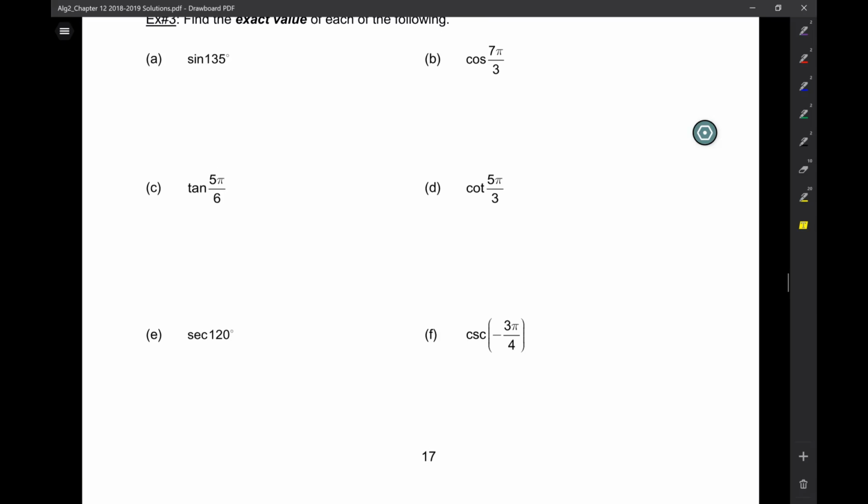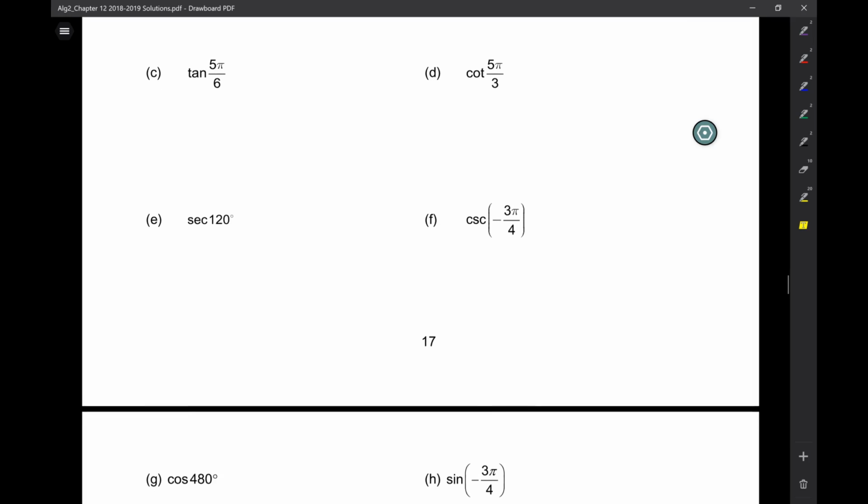Okay, so let's pick up on D, right? Let's go from the very beginning. So here we have cotangent of 5 pi over 3.